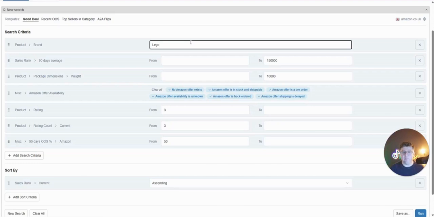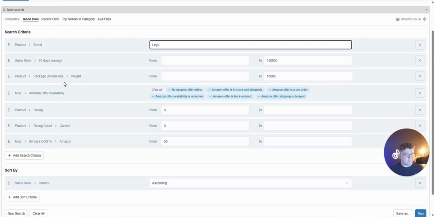We know that a lot of people can sell Lego and it is a really profitable item as well. The sales rank, 90-day average, because we're in the toys category, 150,000 is going to be okay. We have got to be just a little bit careful when we are doing the sales rank, because if you go too wide, you will be finding some of the slower sellers as well. But for me, I think 150,000 in the toy category, because that is quite a big category in the UK, is going to be perfectly fine.